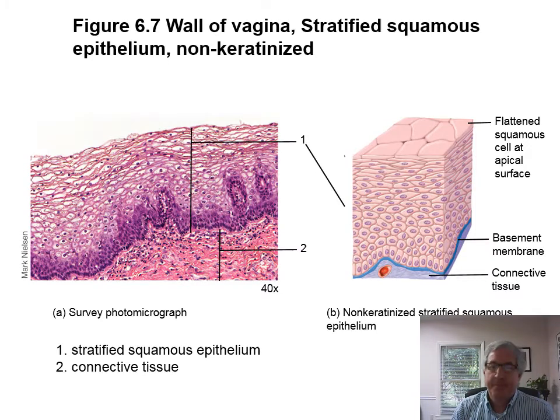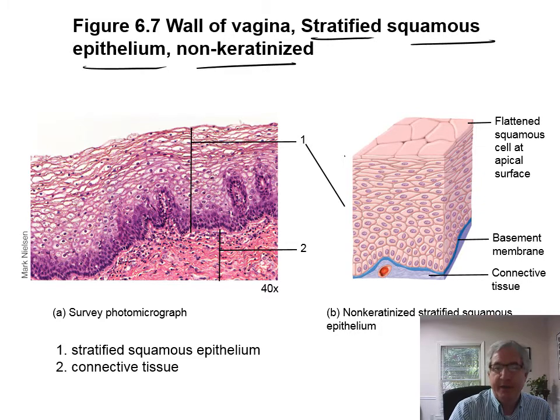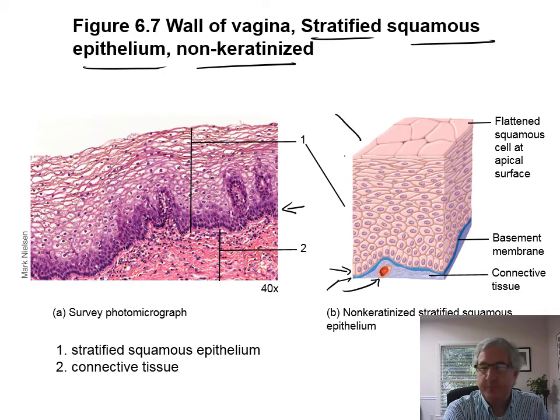All right, next slide. So here's some stratified squamous epithelium, non-keratinized, so it doesn't have keratin in it. And this is the wall of the vagina. You're going to produce a lot of cells, and they slough off, and then you produce more. The bottom layers down here are all real close to this blood vessel down here. So these guys are getting lots and lots of food. The guys at the top layer are not getting much food because they're far away from the blood vessels.